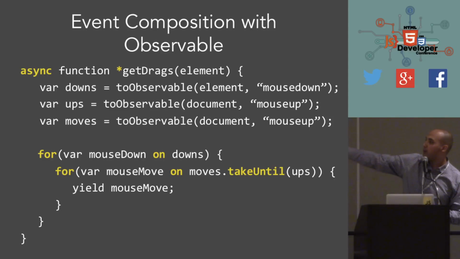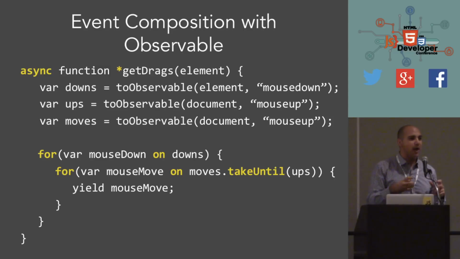Well, we're for looping over all of the mouse downs. And then within that, we're for looping over all of the mouse moves. But we want that to stop. We want that observable to stop the next time the mouse up fires. And then we just yield the mouse move. And this whole function creates a stream of mouse drags for a given DOM element.